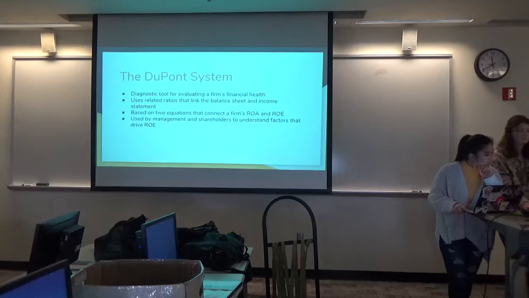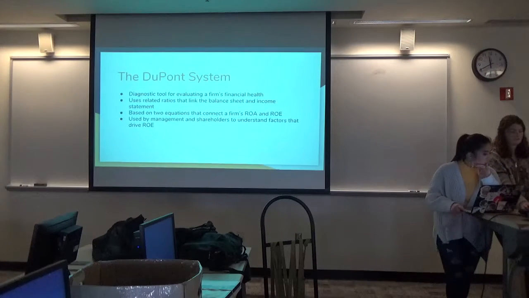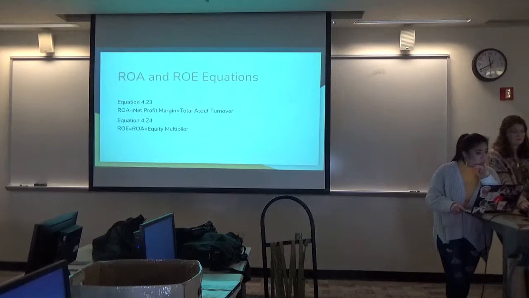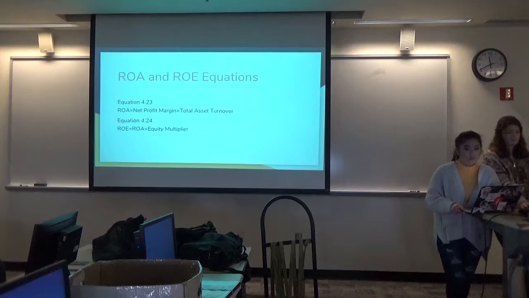The DuPont system is a diagnostic tool for evaluating a firm's financial health. It uses related ratios that link the balance sheet and income statement. It's based on two equations that connect the firm's return on assets and return on equity. This is used by management and shareholders to understand factors that drive the return on equity. Return on assets is equal to net profit margin times total asset turnover, and return on equity is equal to return on assets times equity multiplier.